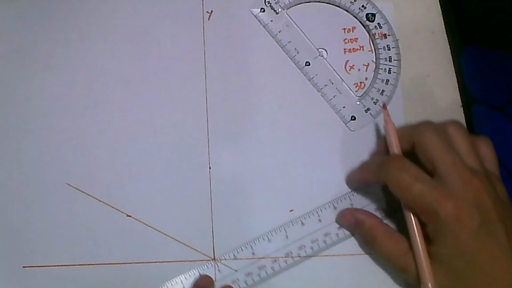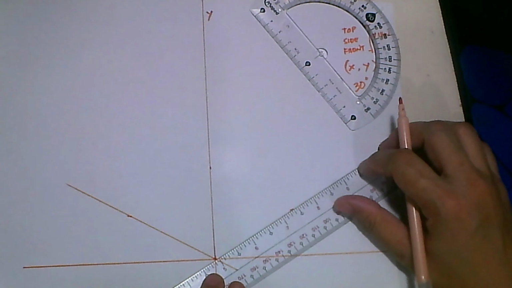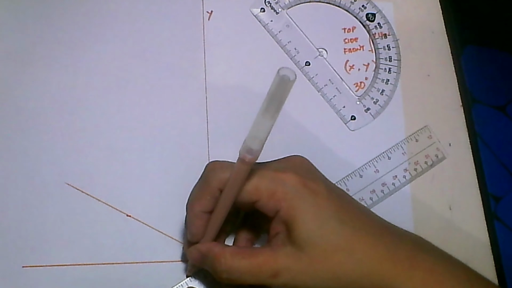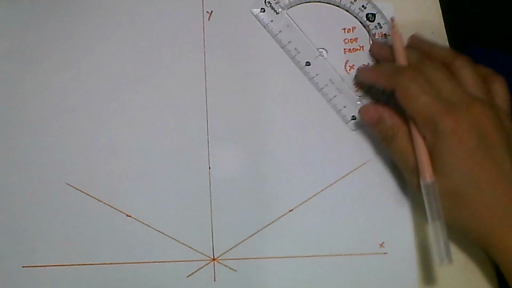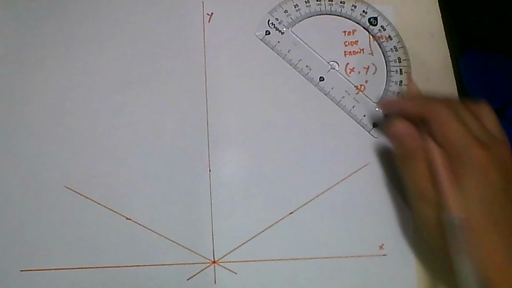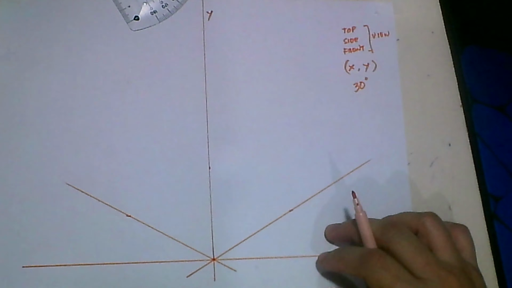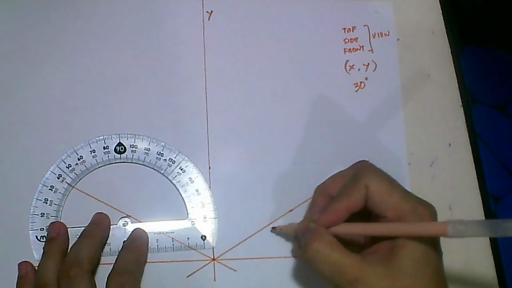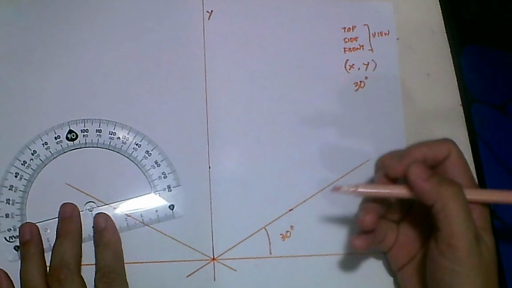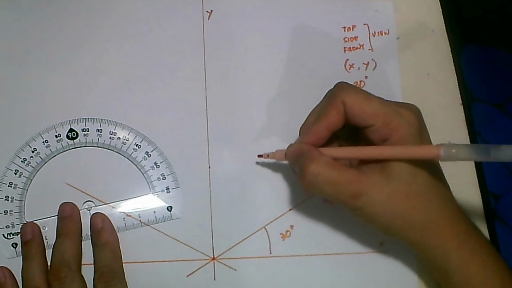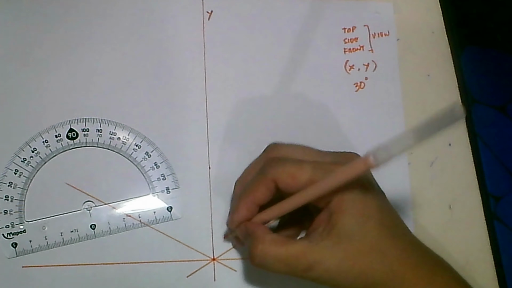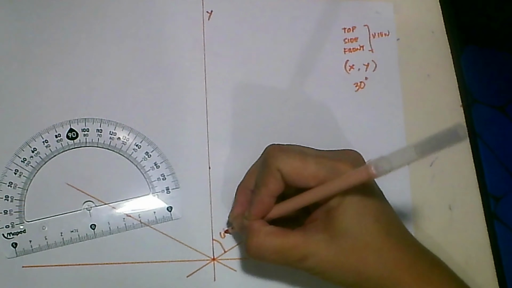Okay? And on the other side. Okay? So, we have here our line. So, if we are going to measure this, alam natin na this is 30 degree and this one is 60 degree. Kasi 90 degree nga yung ginagawa natin. So, this is 60 degree.